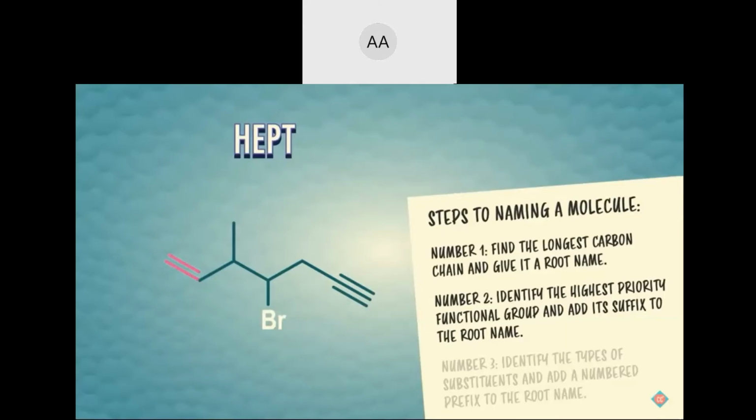Now we have to name our double and triple bond functional groups. And the alphabetical order rule still applies here. So with the root and suffix combined, we have hept-1-ene-6-yne.